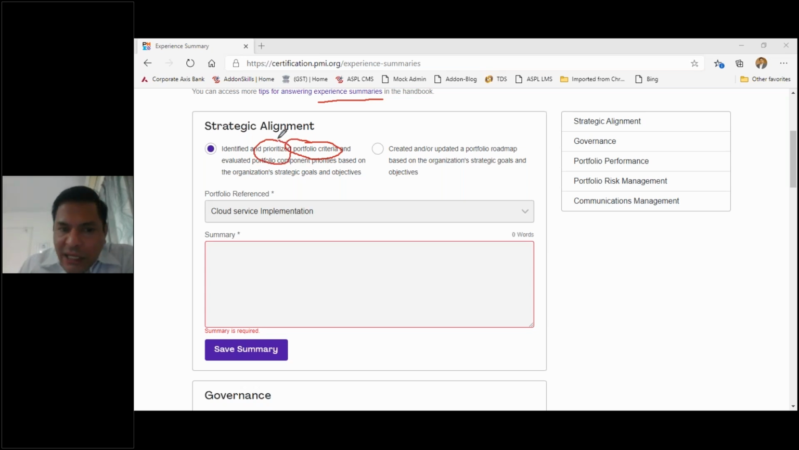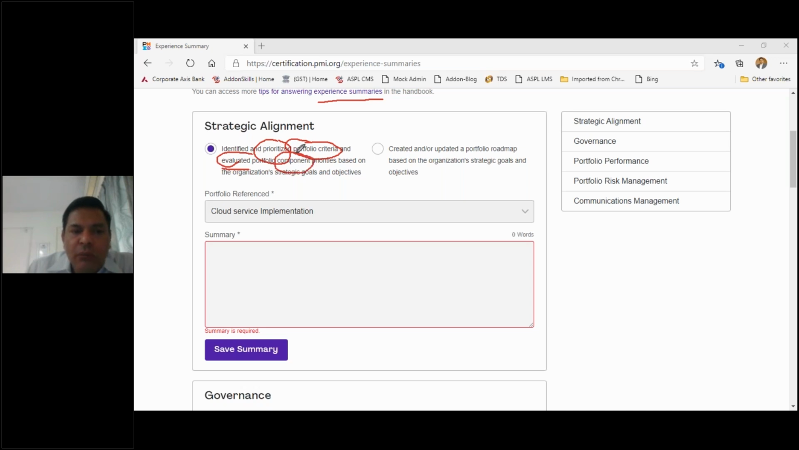Because you may have more than 10 criteria, which criteria is most important? How did you define the priority of each criterion? And once you have defined and prioritized the criteria, how did you evaluate the portfolio component?